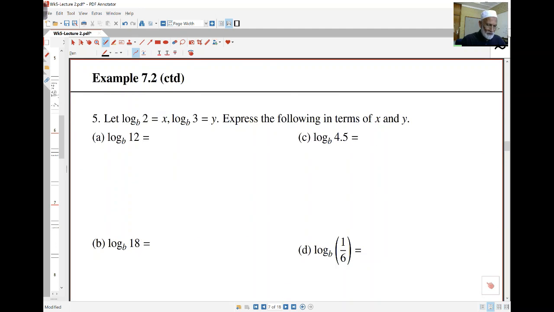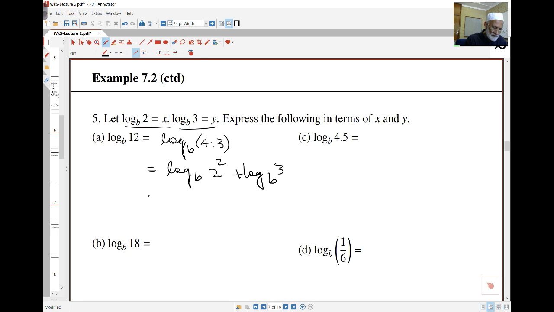Some more quick ones. I've got log of 2 to the base b is equal to x, and log of 3 to the base b is y. I want to express these in terms of x and y, so all I'm using here are log laws. So log of 12 is log of 4 times 3, and I split that into log of 4, which is 2 squared, plus log of 3 to the base b. And 2 squared becomes 2 log of 2 to the base b, plus log of 3 to the base b, and that is 2 times log of 2 to the base b, which is x, and this is y, so I get 2x plus y.